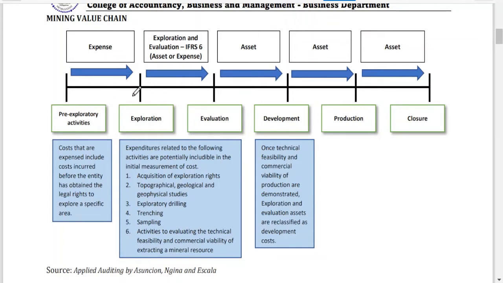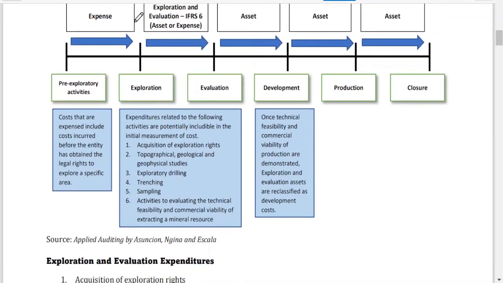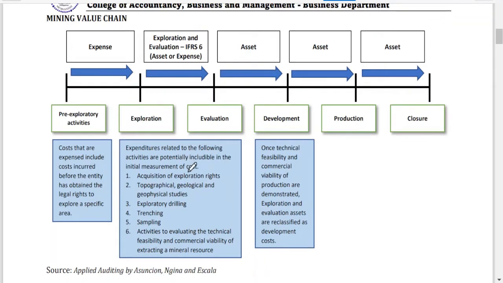Okay. The next stage is the exploration, going to evaluation, and this is the focus of our lesson today: exploration and evaluation of mineral resources. So what are the costs that may be incurred during this stage? These are the expenditures related to exploration and evaluation of the area. For example, the acquisition of exploration rights, because before ta pwedeng mag-search, we need to have the rights to explore the area para dili ta ma-trespassing.